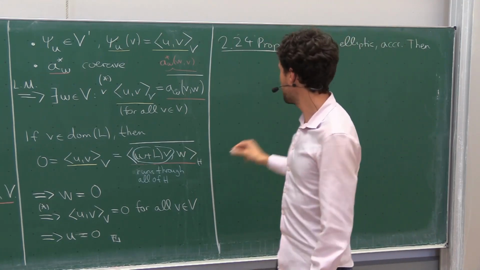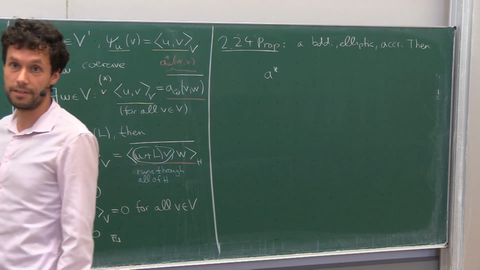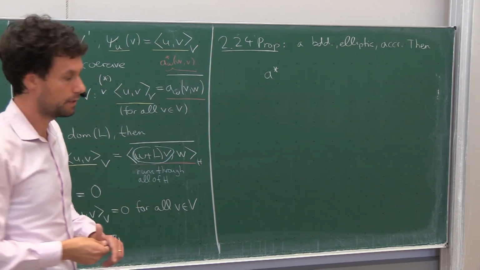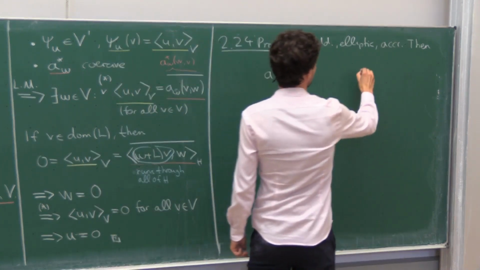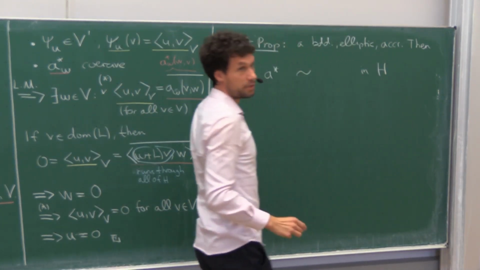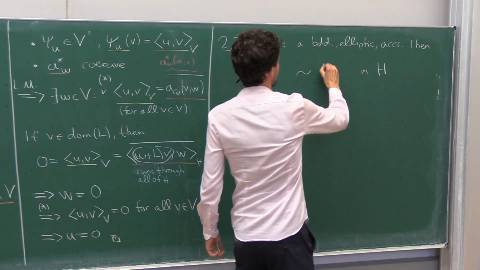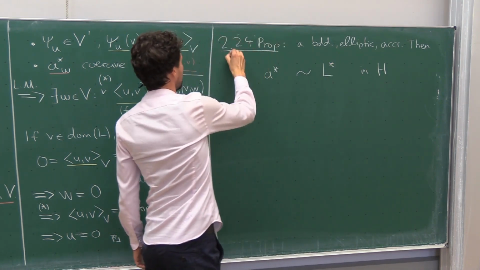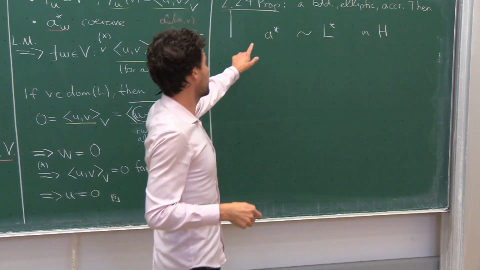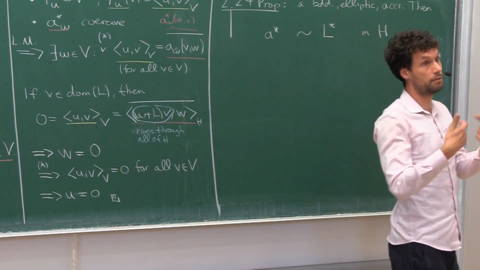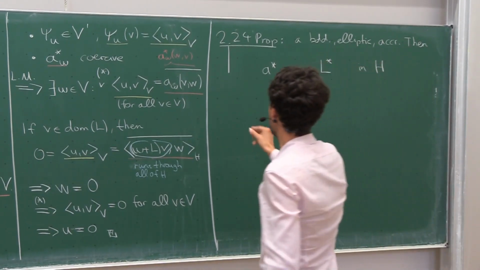Then I can ask myself, A star is a form with exactly the same properties as I told you at the very beginning of the lecture. And so with A star I can associate an operator in H. And the question is, what is this operator going to be? And if there's any justice, then this operator is going to be L star. Okay? And so if this is true, then in particular it tells you that symmetric bounded elliptic accretive forms generate self-adjoint operators. So therefore this is kind of important to prove.